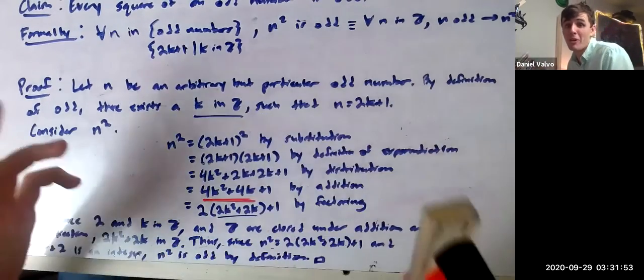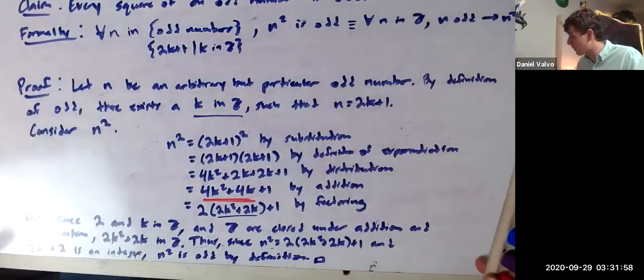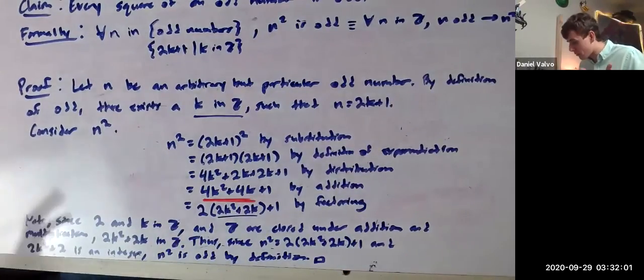Infinity is a lot bigger than 5. Infinity is a lot bigger than a million. It's a lot bigger than a billion, right? It's impossible for us to check if infinitely many things work. We have to be more clever, and this is the more clever way.